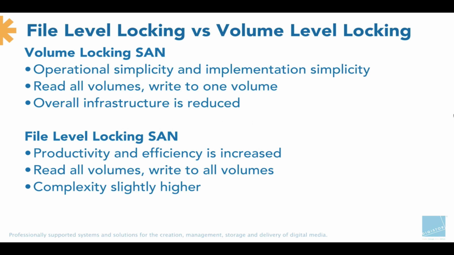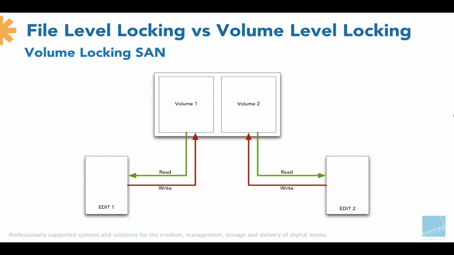A file level locking SAN, on the other hand, enables you to read all volumes and write to all volumes. Now, there is a level of complexity added into that because you need effectively what's called a metadata controller. So the complexity is slightly higher. It's not super complex. It just makes the topology and the infrastructure slightly different. So just to give you a diagram of what that looks like, this is a volume level locking SAN.